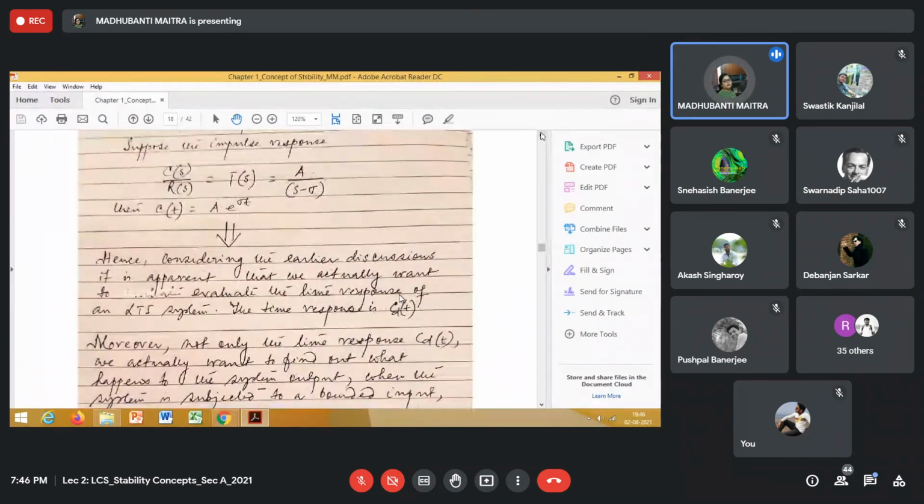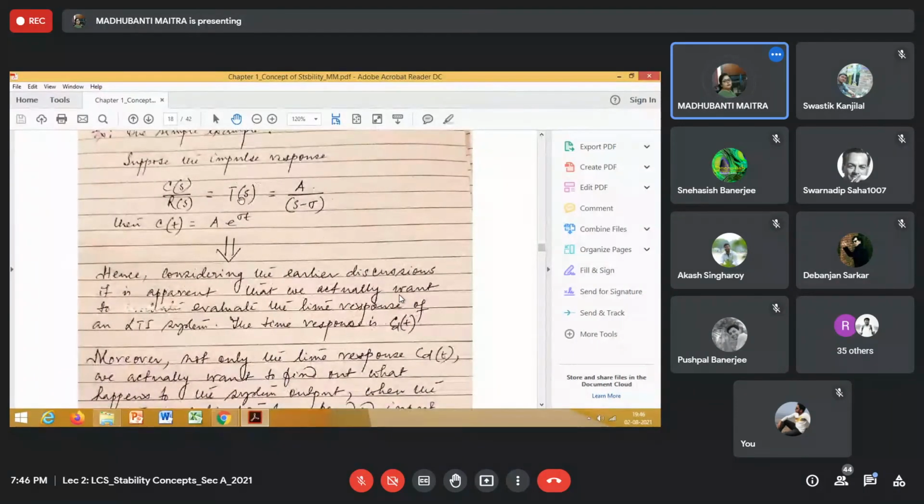Now let's assume that the closed loop transfer function of the system is A by (s minus sigma) whole to the power 2, and r(s) is unit impulse. Find out c(t). Do it, and do it fast.